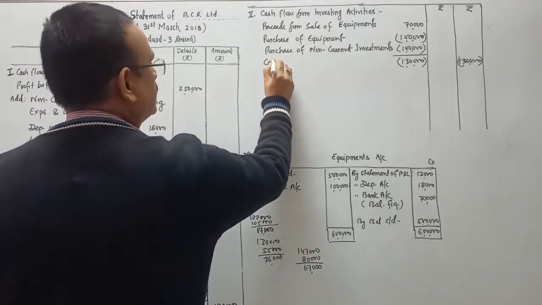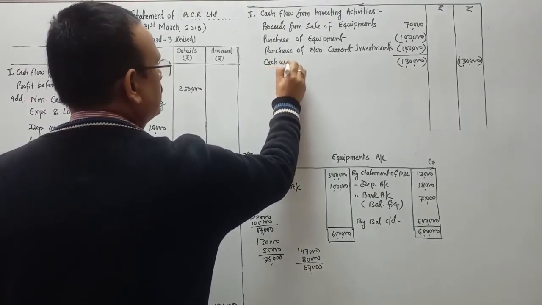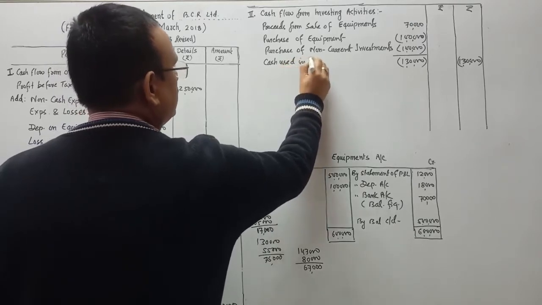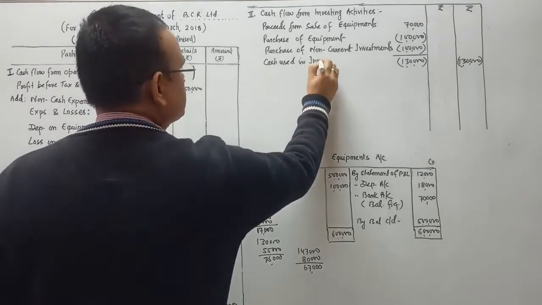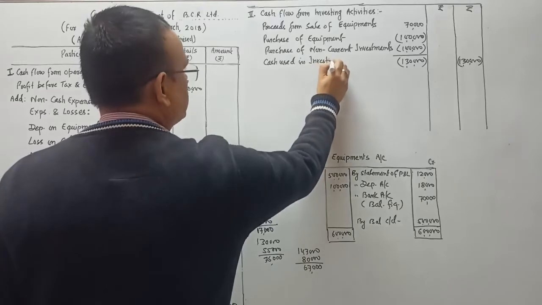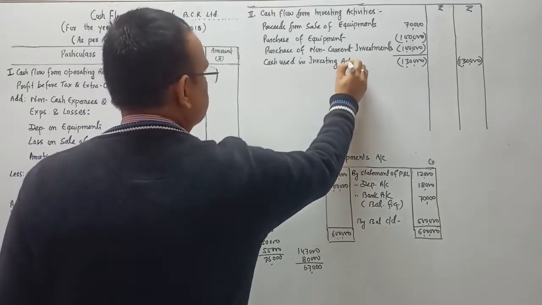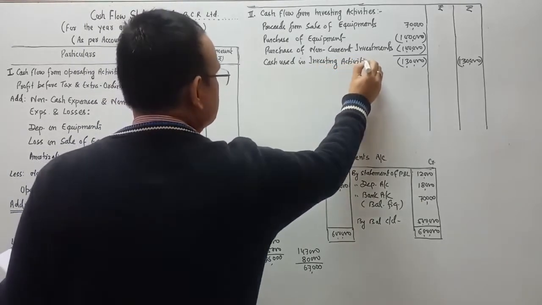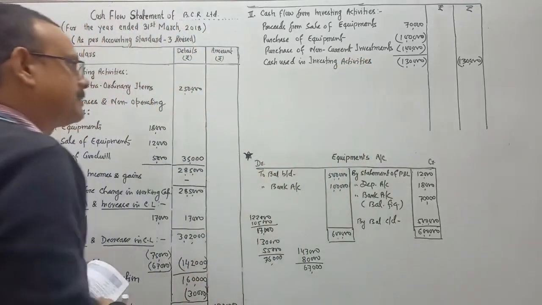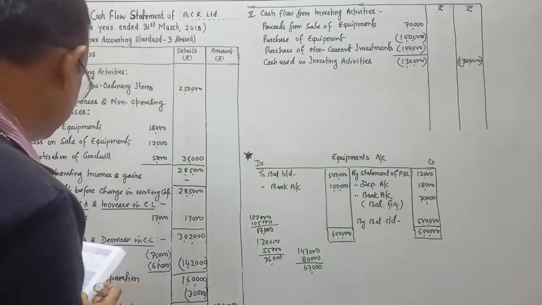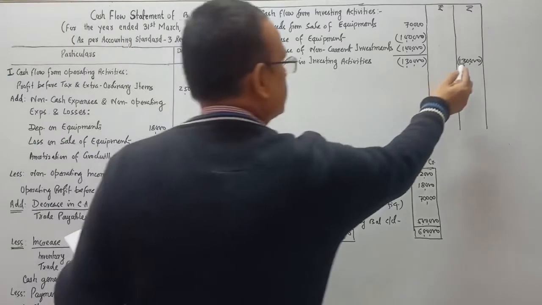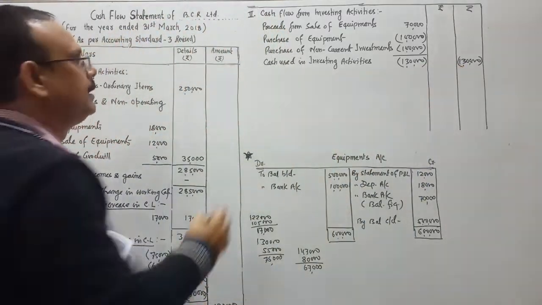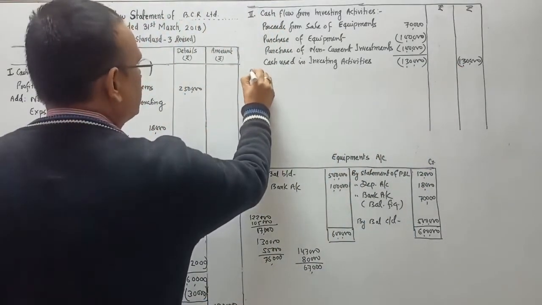So what will we write over here? Cash used in investing activities. This much cash is used in investing activities. So cash used in investing activity is 1,30,000. It's a negative.